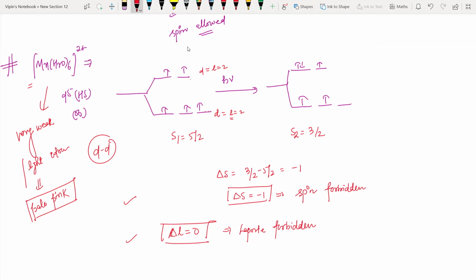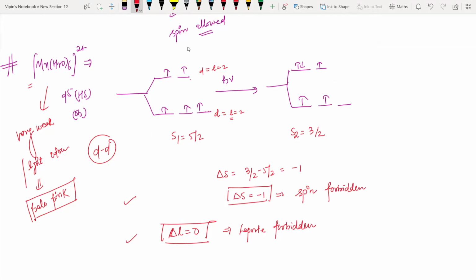I have just told you about the color to explain that a complex like [Mn(H2O)6]2+ doesn't obey the spin selection rule and also doesn't obey the Laporte selection rule, although it has a very weak color. It means there must be some absorption of light, and absorption of light occurs only when there is some electronic transition. Why is there an electronic transition in [Mn(H2O)6]2+, although it doesn't obey the spin selection rule as well as the Laporte selection rule?